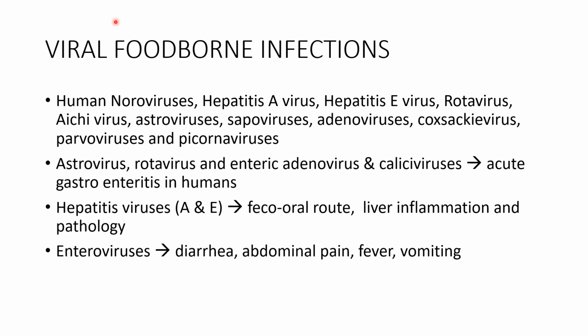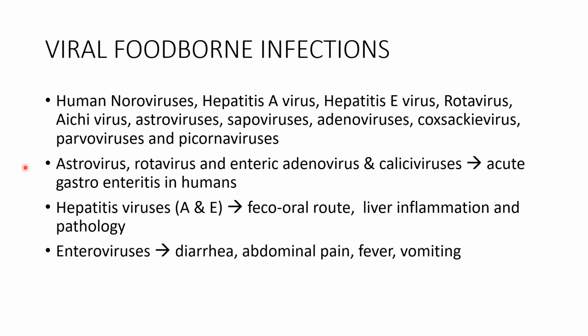Now, let's move to your viral foodborne pathogens. There are several viruses that can cause illnesses in humans. These include noroviruses, Hepa A and Hepa E, rotavirus, astroviruses, sapoviruses, adenoviruses, Coxsackie virus, parvoviruses, and picornaviruses.